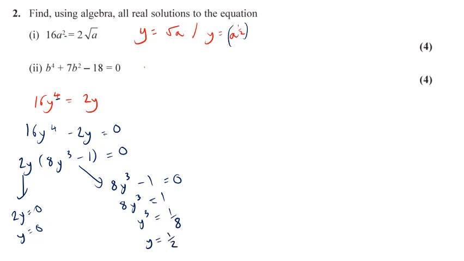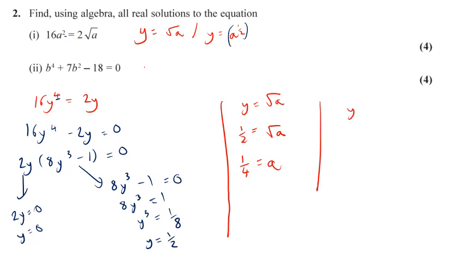We just need to remember now to go back and actually find what a could be. So y equals root a, so therefore we get 1/2 equals root a, and to find a we would square both sides, so we get 1/4 equals a. Alternatively, we get 0 equals root a, in which case a equals 0. So we end up with the two different solutions for a.